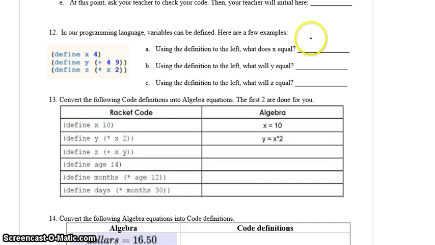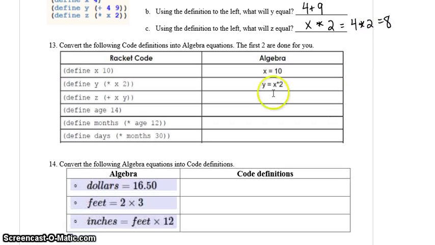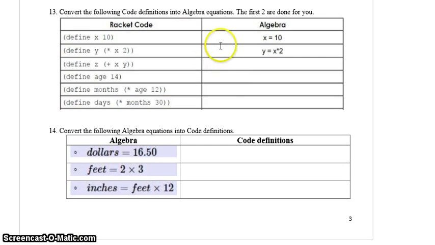You should have gotten that x equals 4, y will equal 4 plus 9, which of course we can do that addition and actually get an answer there. And what will z equal? It'll equal x times 2. So based on the previous definition of x, which is 4, z will actually equal 4 times 2, which is 8. Right, and number 13, convert the following code definitions into algebra equations.